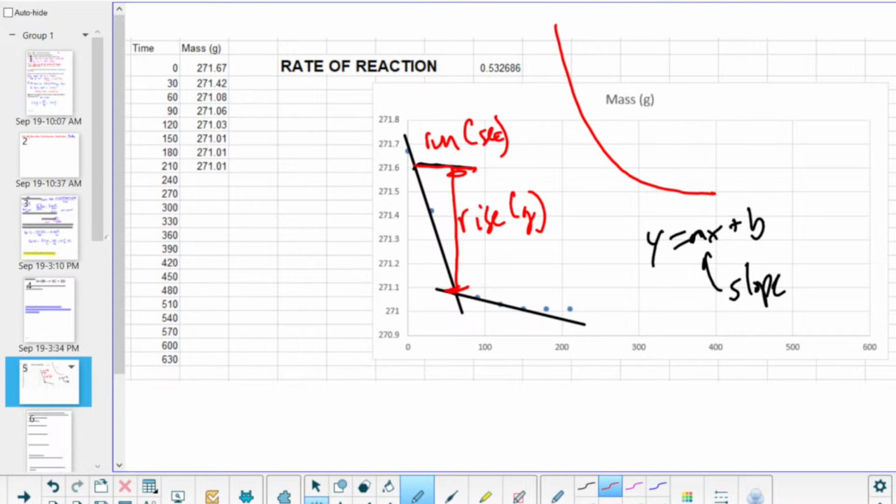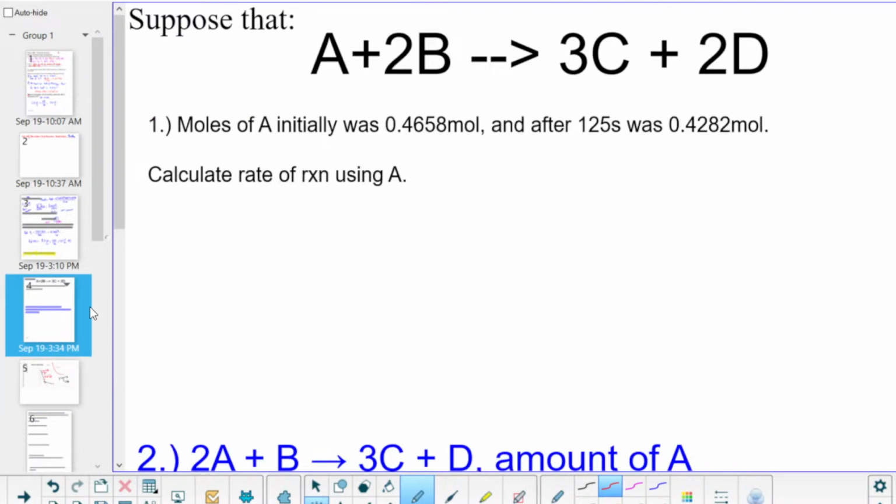Okay. Calculate the rate of reaction using A. Does somebody have an answer for that? Oh, no, sorry, I phrased that incorrectly. Can someone help tell me how to do that? Then I will ask Ariel. Yeah, there's no arrow here. Oh, it's talking about a different arrow.